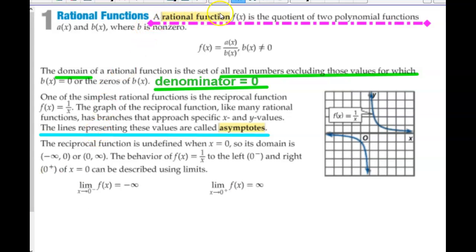By definition, a rational function simply means you have a quotient of 2 polynomial functions. So you got a mess on the top and a mess on the bottom. The domain, as always, is all real numbers except the ones that make the denominator 0. That's nothing new, right? So we've been doing domain restrictions on the denominator for quite a while.